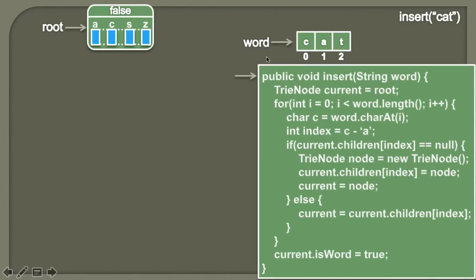Here we are simply seeing the string word in the form of a character array, where C is at index 0, A at 1 and T at 2. So we'll see how we can insert cat into this try character by character.